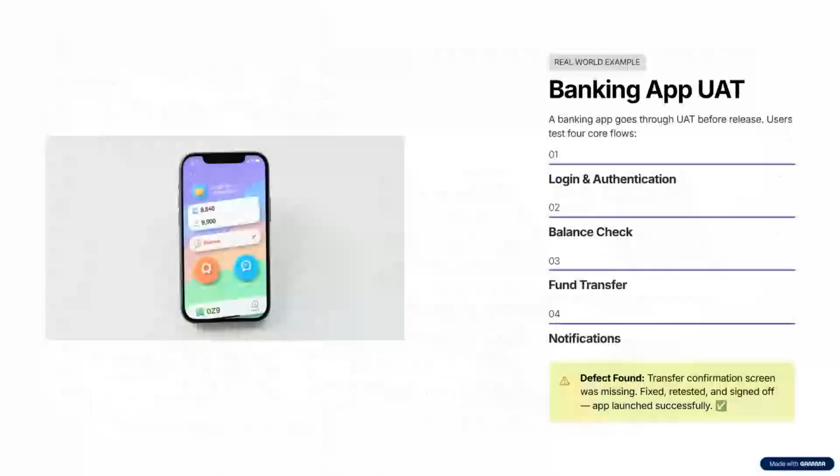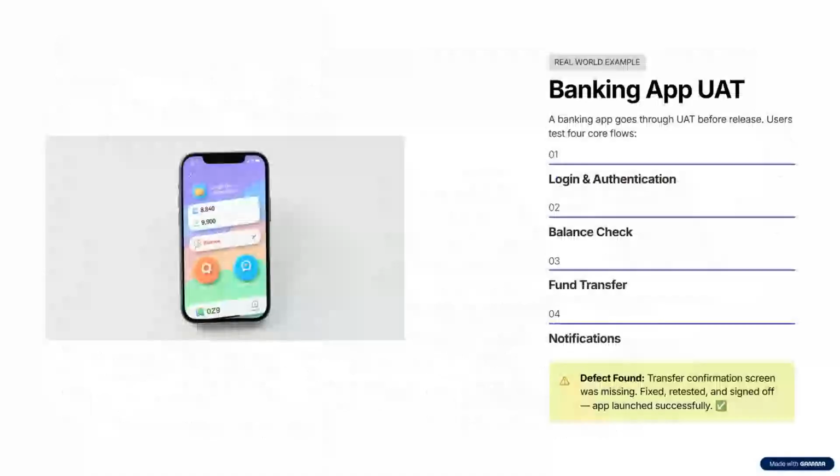Let's look at a real-world example. A bank has built a new mobile app for customers to check balances and transfer funds. Before launch, the BA organizes UAT with a group of actual bank employees acting as end users. They test scenarios like logging in, checking account balance, transferring money, and receiving notifications. One tester finds that the transfer confirmation message doesn't appear. This defect is logged, fixed by the development team, and retested. Only after all critical defects are resolved does the business give final sign-off, and the app goes live.